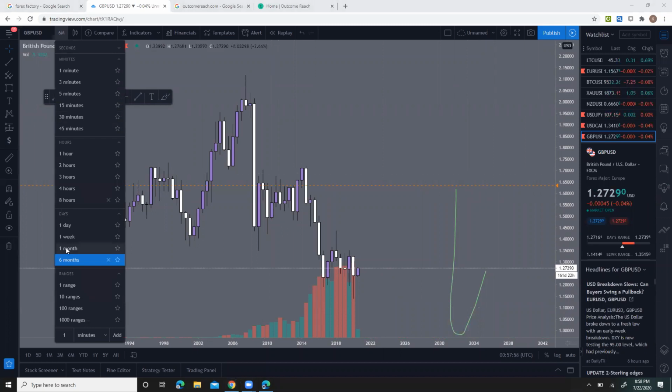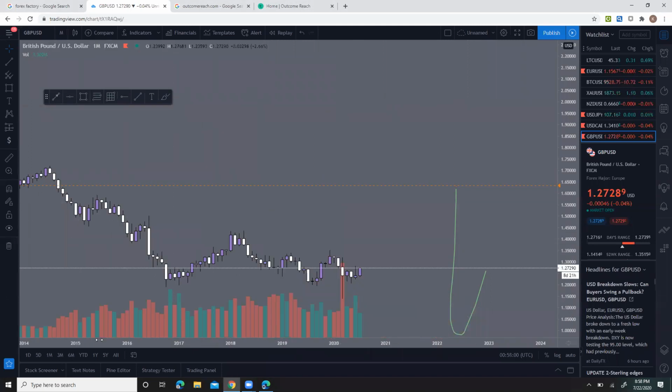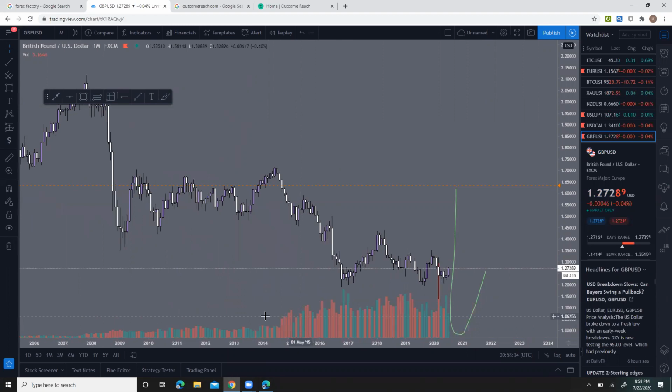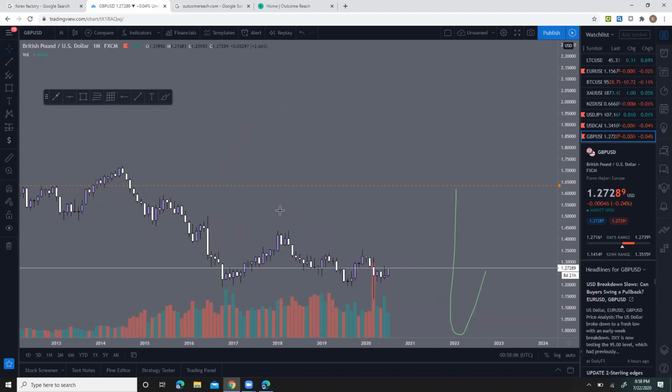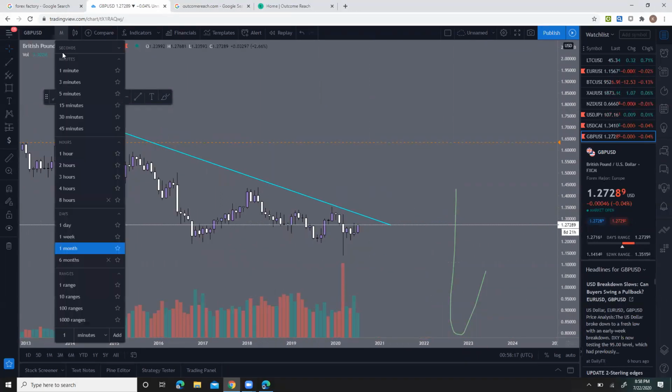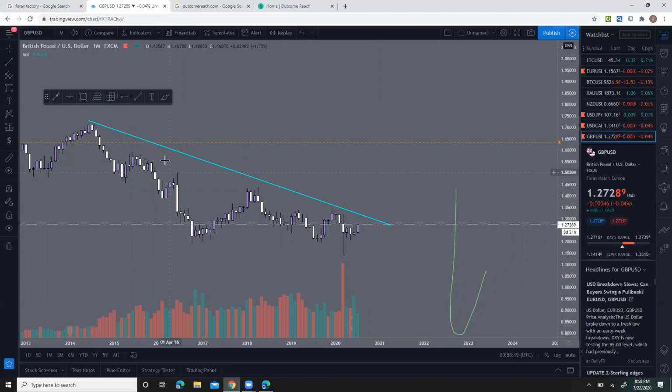So let's go down to the month. On the month, here's what we see, a clear downtrend. And here's the beauty of smart money. I know we've all used trend lines before. We still use them. So you see on the monthly, it's in a downtrend.